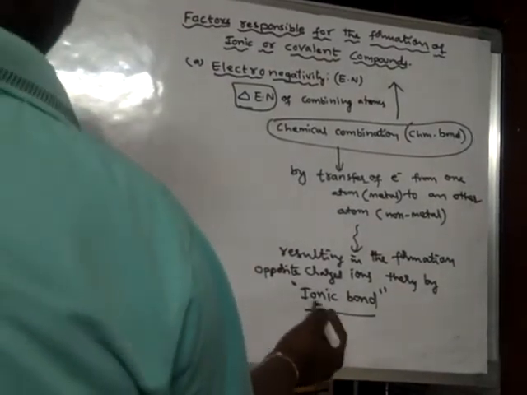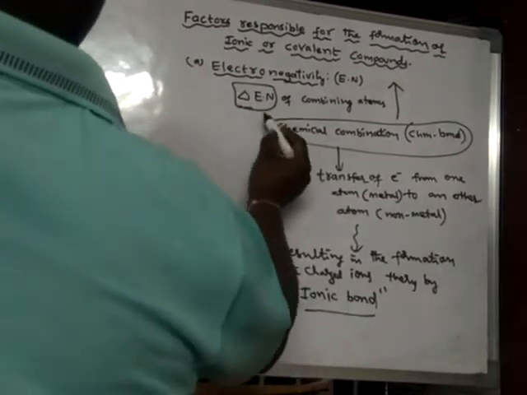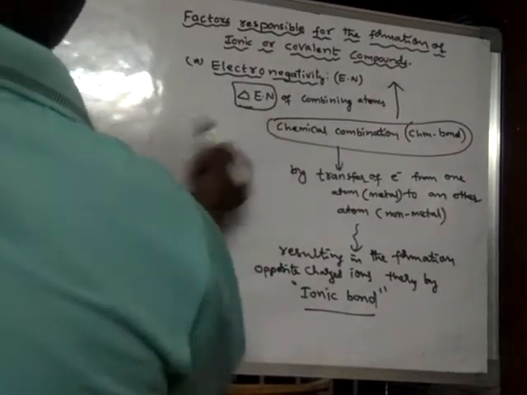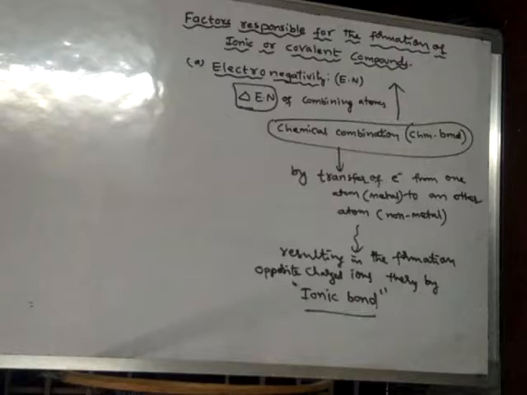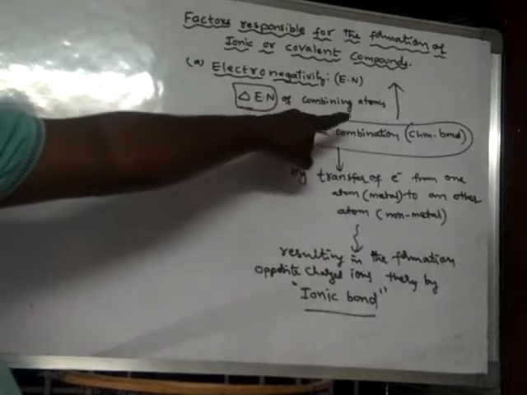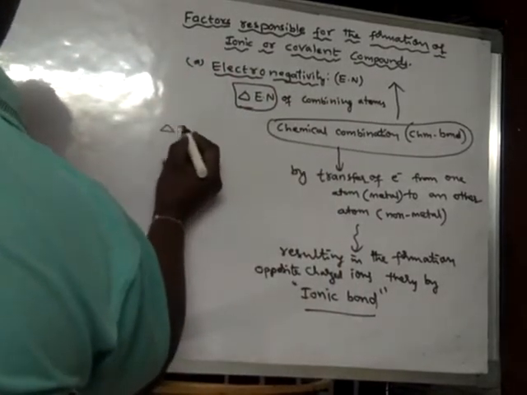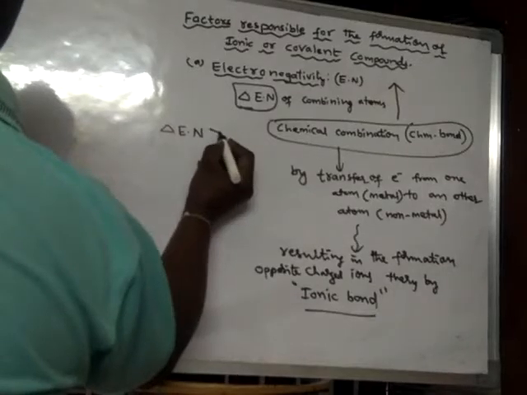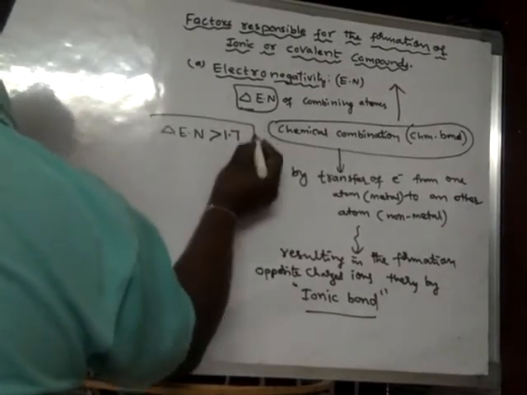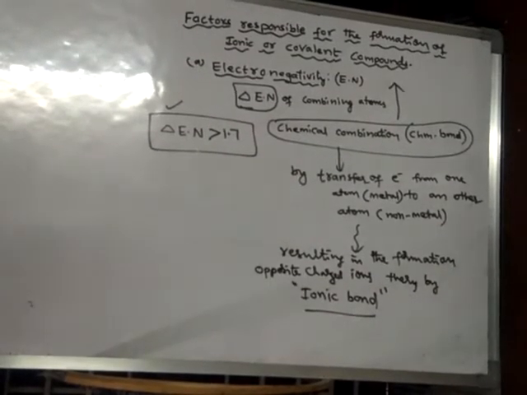Under what conditions is an ionic bond formed? If the electronegativity difference, where delta indicates difference, of combining atoms is large. Large means how much? Generally, if the electronegativity difference is greater than 1.7, this is important. If the electronegativity difference between the combining atoms is greater than 1.7, then an ionic bond forms.